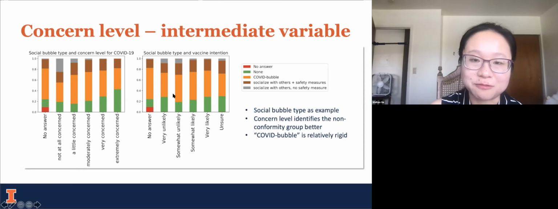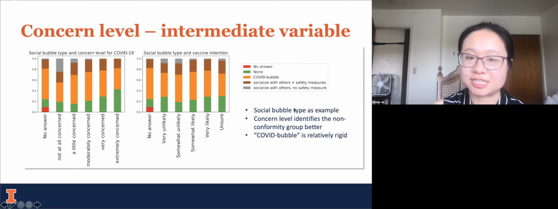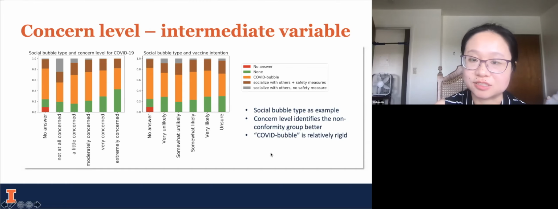And what else can we find is that the social bubble, the COVID bubble, is almost very rigid for each group. That means it's not a person's choice that they keep a COVID bubble, but they have to keep a COVID bubble, maybe due to the nature of their work or their family, or due to the fact that they have to take the in-person classes or do the research in person. So the COVID bubble part is kind of rigid.